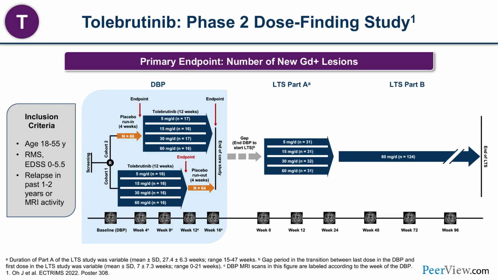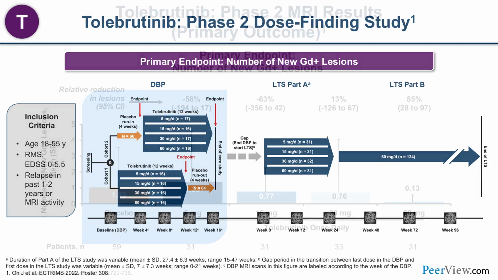After the initial double-blind period, there was a gap period that varied in duration, and this was mainly related to administrative issues. And then in long-term extension, part A, everybody continued on the same dose of Tolebrutinib that they had been on in the double-blind phase 2 study. And then in part B, once the dose of 60 milligrams was decided upon for the dose that would be evaluated in phase 3 clinical trials, everyone has continued on 60 since that time.